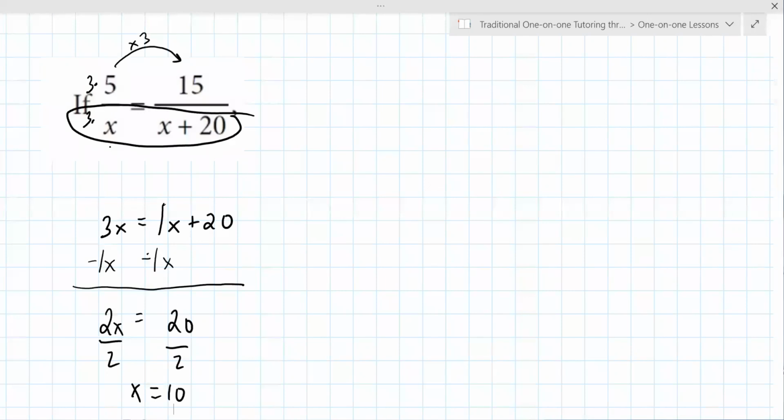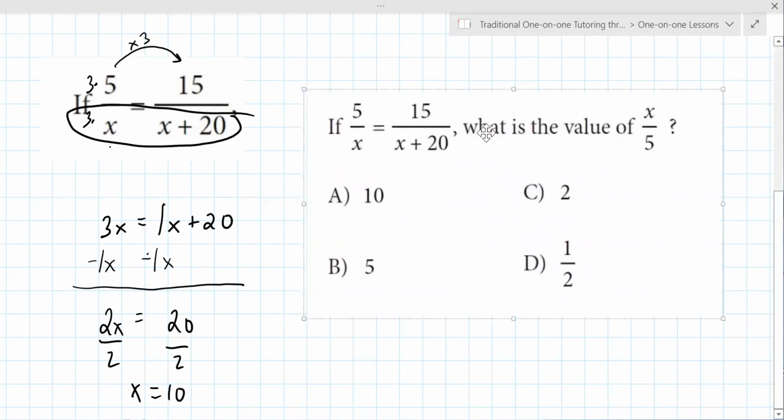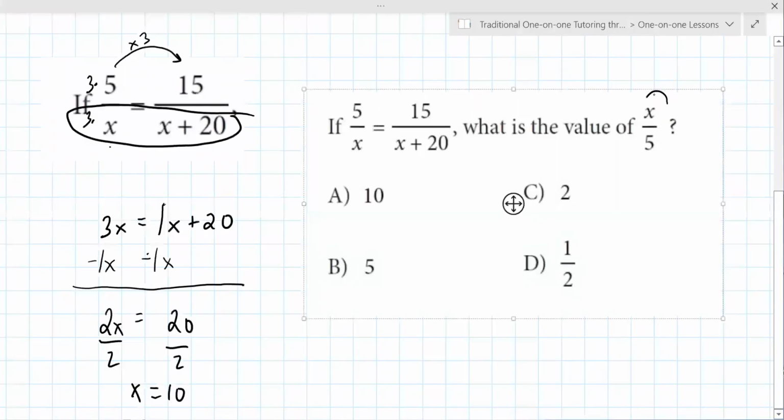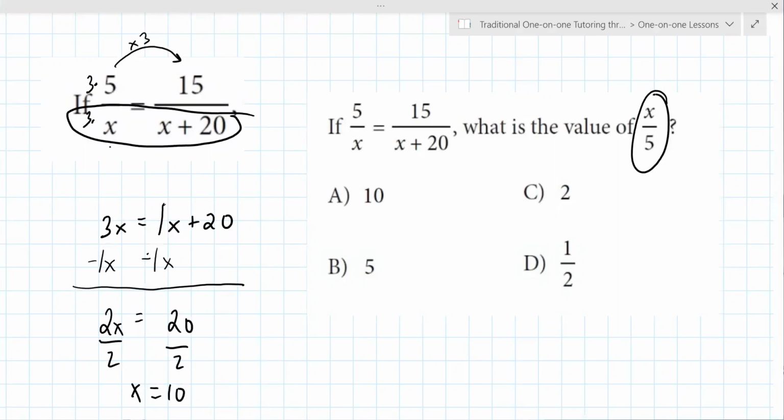All right, now let me actually snip in the entire question so you can see it, because it doesn't ask for the value of X. It actually asks for something slightly different. Here's the entire question. It says, what is the value of? Does it ask for X or does it ask for something different? It does not ask for X. It asks for X divided by 5.